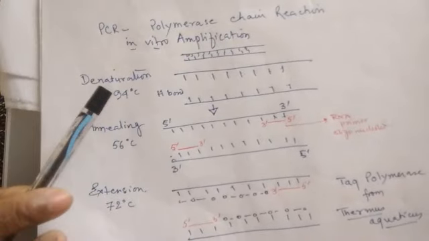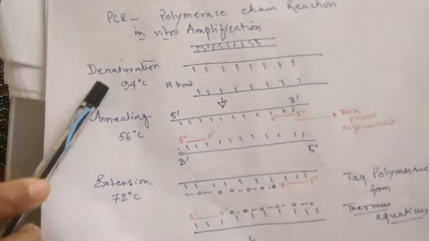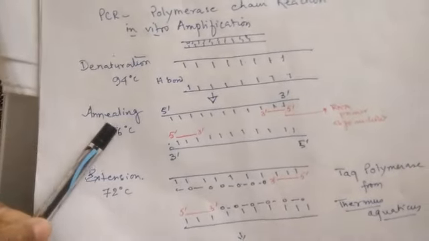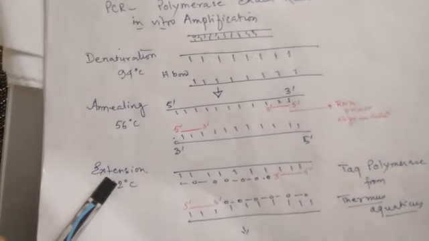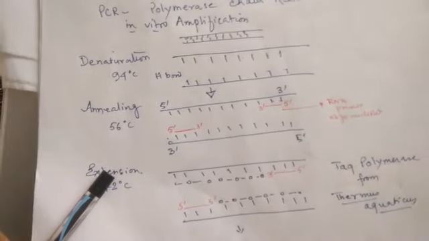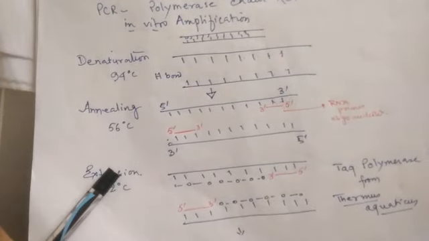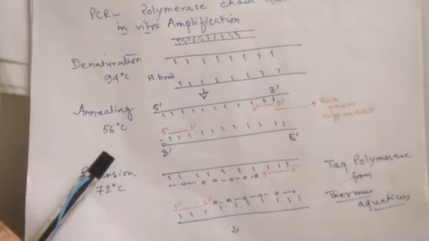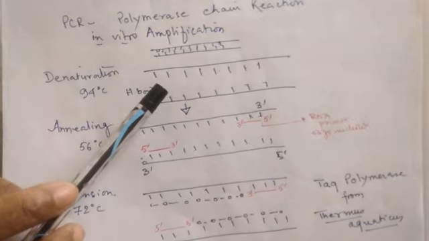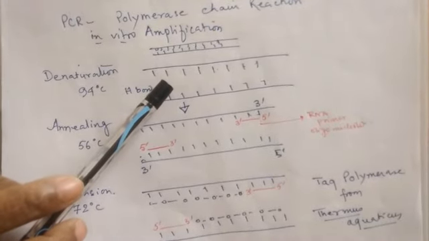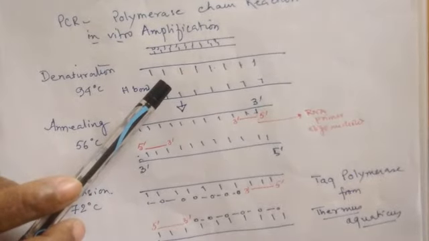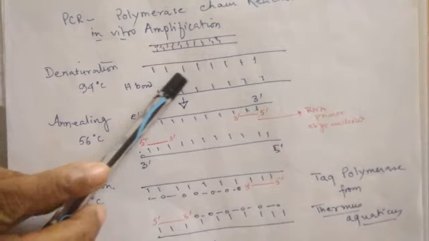So what to do? PCR has three basic steps. The first step is denaturation. Then it is annealing, and finally the last step is extension. So denaturation, annealing, and extension are the three basic steps of PCR or polymerase chain reaction. Now what to do? First of all, we will heat the DNA to 94 degrees centigrade. Why are we heating the DNA to 94 degrees centigrade? To break the hydrogen bonds.